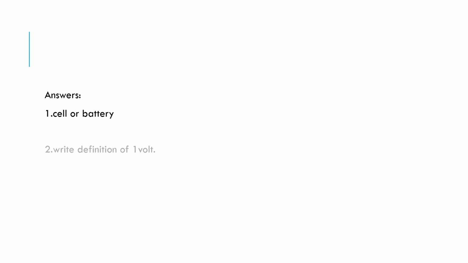First one is cell. Second one, write the definition of 1 volt. Third one, you have to use this formula: V is equal to W by Q. Here W is asked. Energy is nothing but work done. W is equal to Q into V. It is given that Q is 1 coulomb and potential is 6 volt. Just multiply 1 coulomb into 6 volt. The answer is 6, and the unit of work done is joule. So the answer is 6 joule.